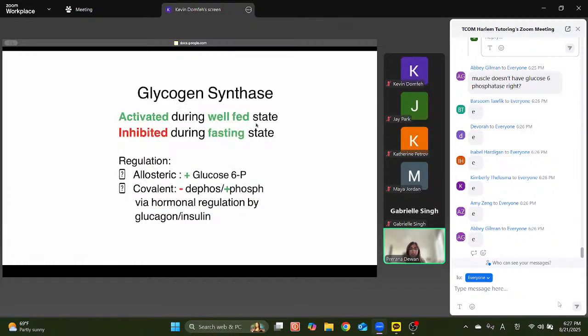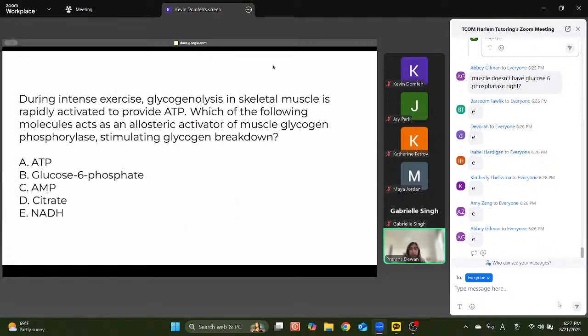All right, hopefully that's pretty straightforward. Again, this reinforces that glycogen synthase is activated during the well-fed state and inhibited during fasting. It's important to remember. All right, next question. During intense exercise, glycogenolysis in the skeletal muscle is rapidly activated to provide ATP. Which of the following molecules acts as an allosteric activator of muscle glycogen phosphorylase, stimulating glycogen breakdown?